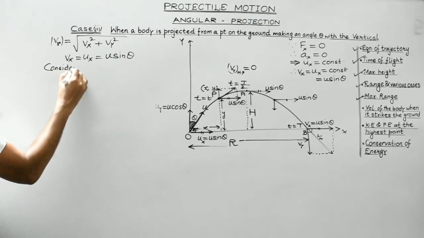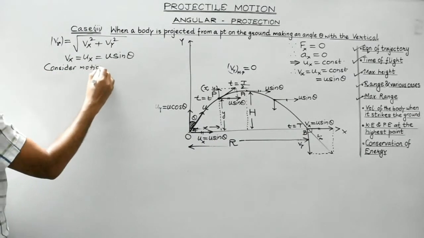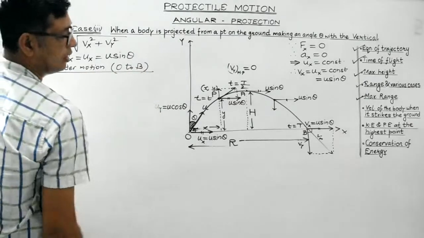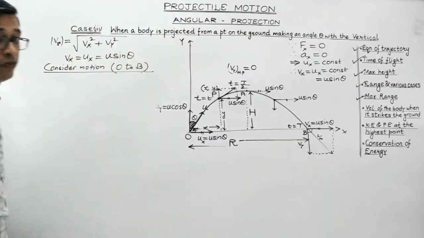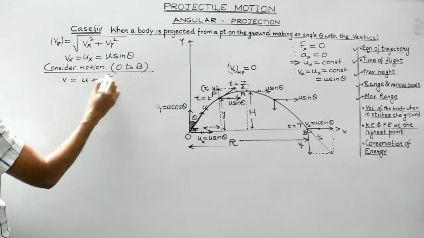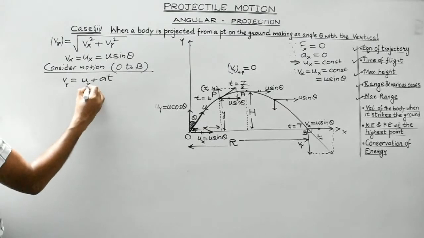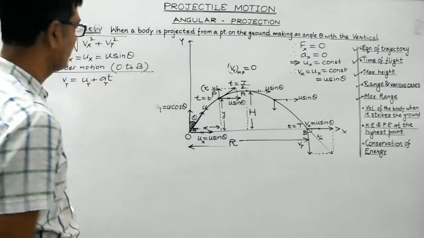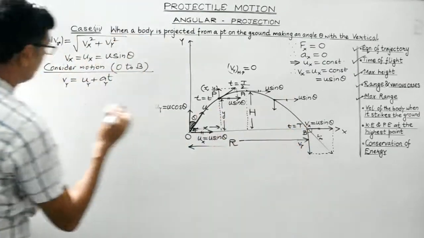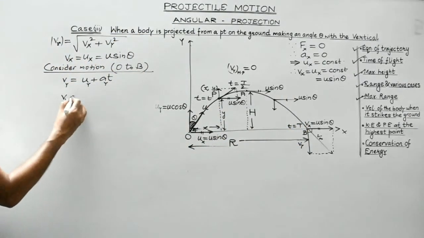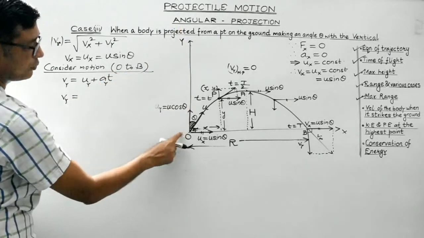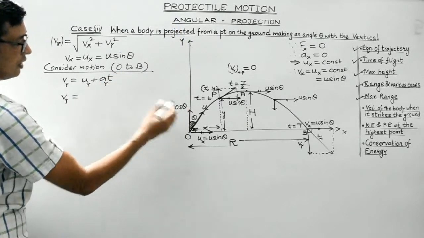Consider motion from O to B, right? And we need to find out Vy. So let's make use of the first equation of motion along vertical. Obviously along vertical, right? So B is the final point. At the final point, the vertical component of velocity is Vy, which is to be found. Uy is the initial vertical component at point O. This is point O. Initial vertical component is u cos theta.